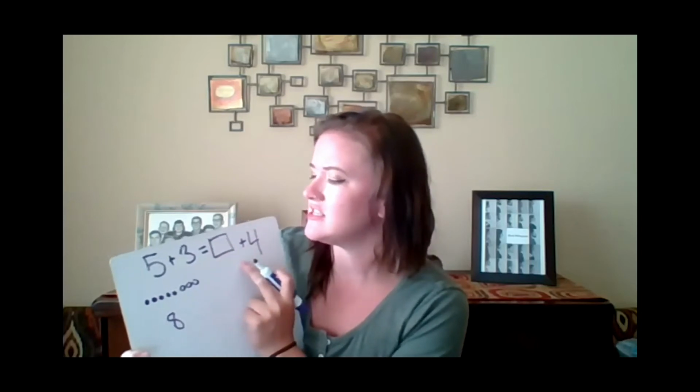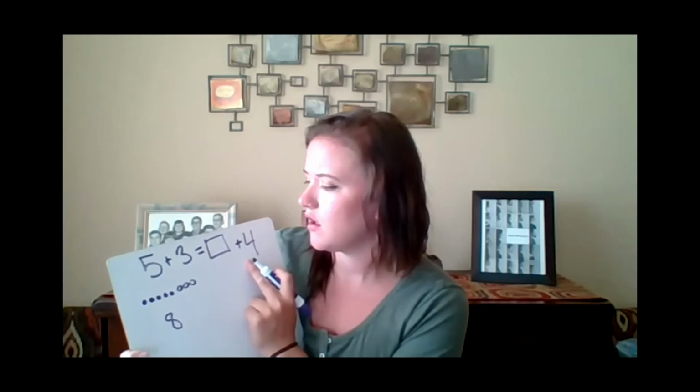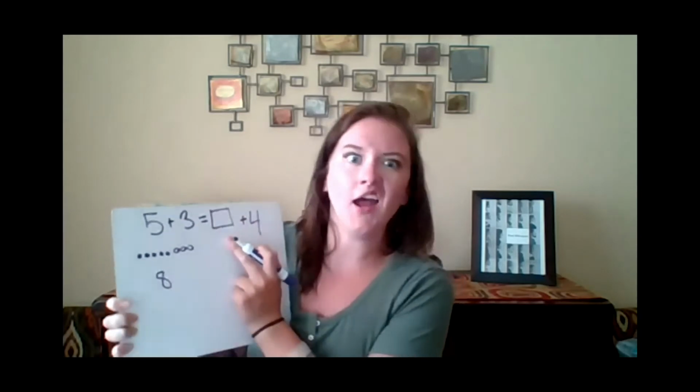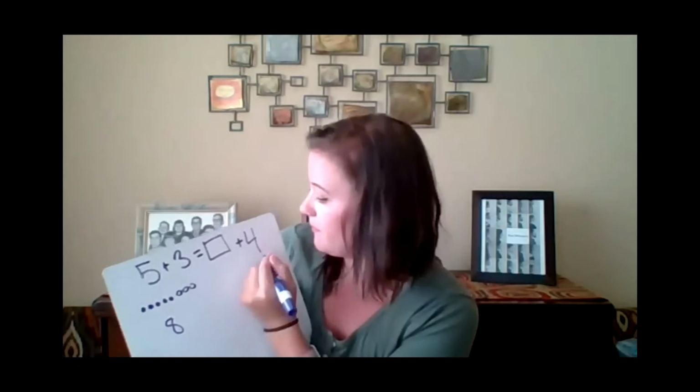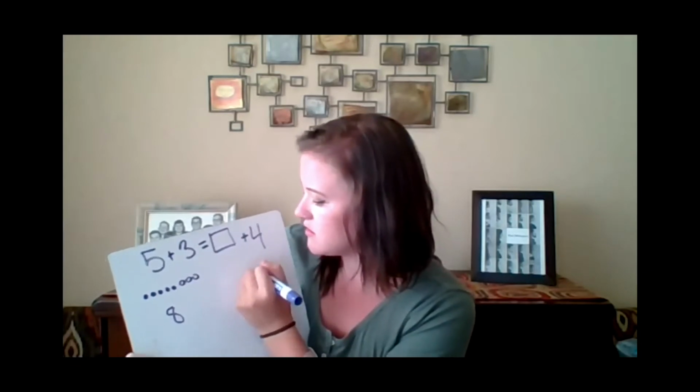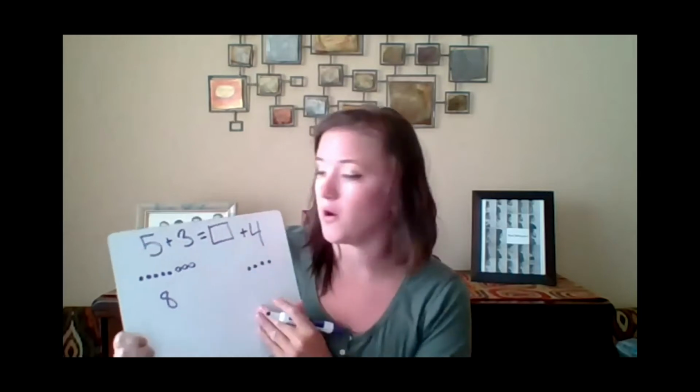Well, because of our equal sign right here, what does this need to equal? Blank plus 4. It needs to equal 8, because if this equals 8, we can't have something on the other side of the equal sign not equal 8, right? Because that wouldn't be equal. You're right. So let's start. I'm going to draw my 4 circles, and then we'll go from there. 1, 2, 3, 4.